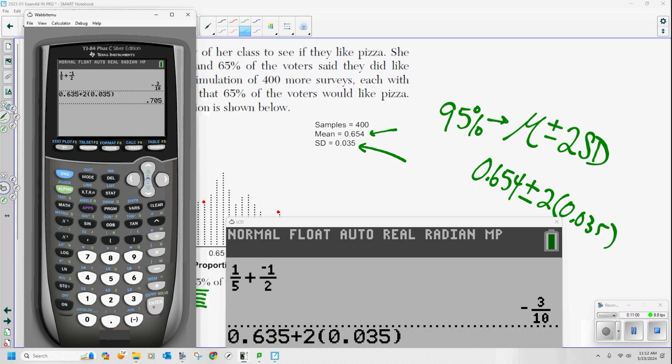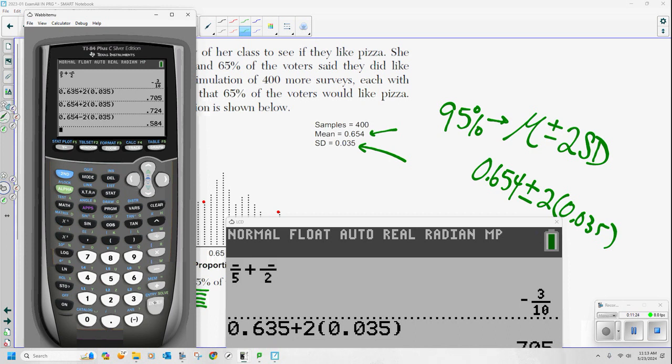Okay. Did I do that right? No, it's 5.4, not 3.5. So I go here, and it's 5.4. My bad, kids. So it's 0.724. All right? And then I subtract the same thing. And it's 0.584.